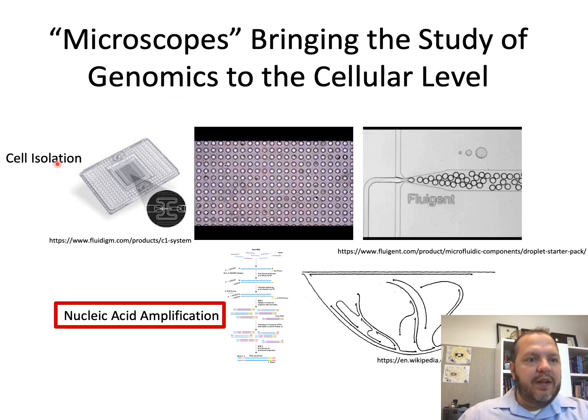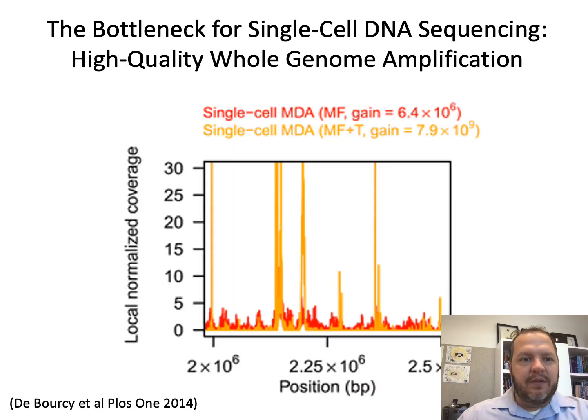One is isolating the cells, and there have been a number of microfluidic strategies, with new microfluidic strategies being developed all the time. The second is amplifying the genome, or transcriptome, of those individual cells. And really the bottleneck for the field of single cell genome sequencing has been the poor quality of amplicons from the amplification reactions.